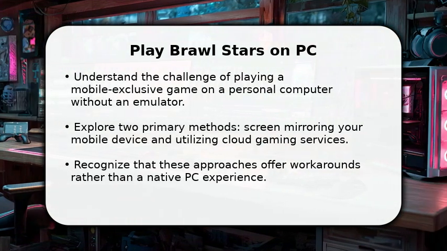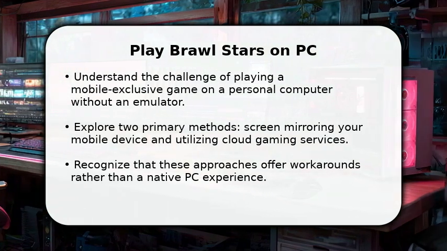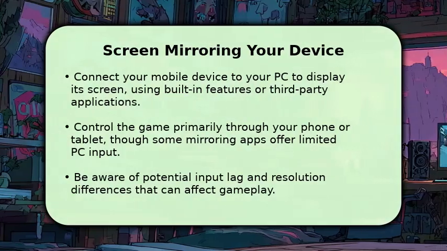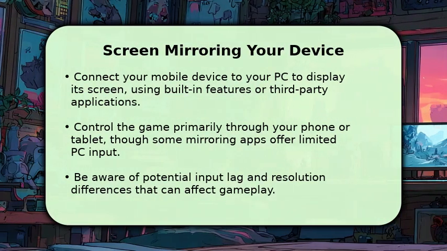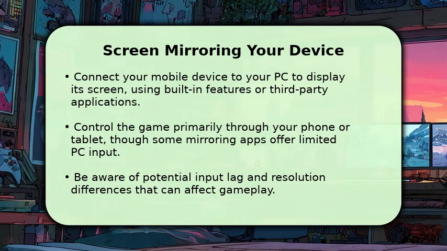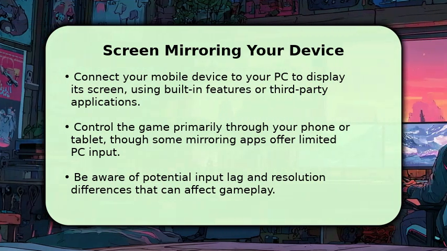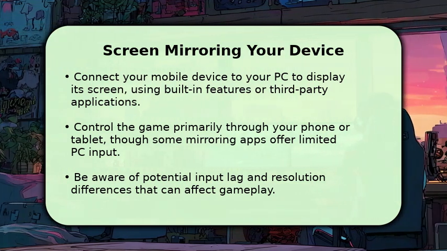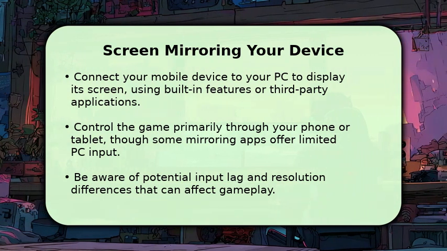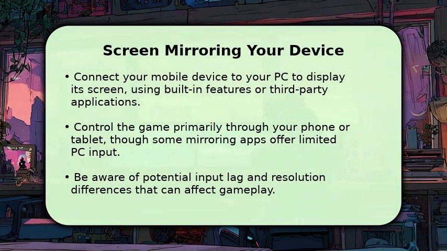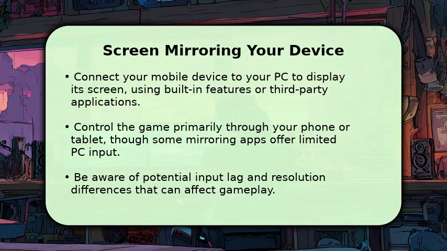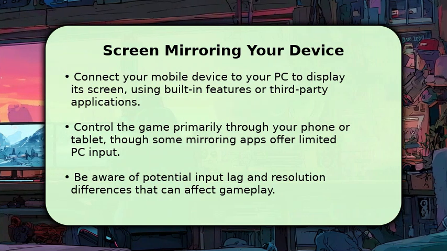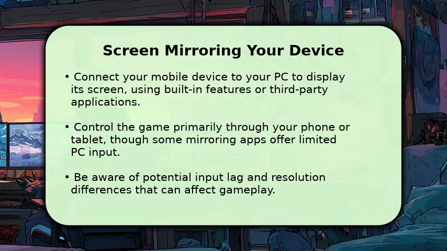Both methods allow you to enjoy the game on a larger screen, but they come with their own set of considerations and limitations. Screen mirroring involves projecting your phone or tablet's display onto your computer monitor. You can use features like Windows Connect app or various third-party software. While your game appears on the larger screen, you'll typically still control it using your mobile device. Some advanced mirroring tools offer basic keyboard and mouse mapping, but this can introduce noticeable input delay, making fast-paced games like Brawl Stars challenging to play optimally.